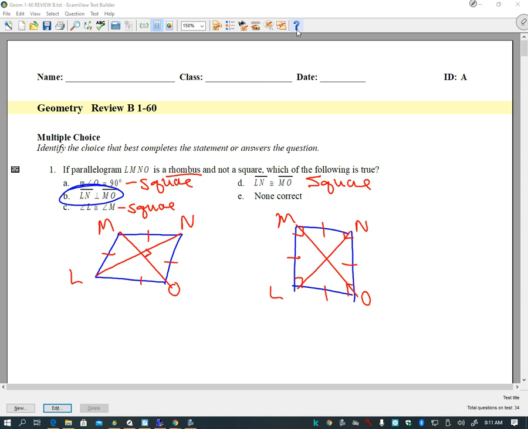So I would probably draw the picture and maybe even label the different properties. That's going to be true of a square. That's going to be true of a square. That's going to be true of a square, right? I want something that's unique to a rhombus.